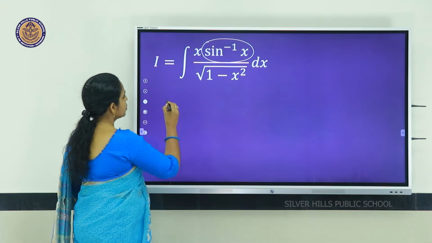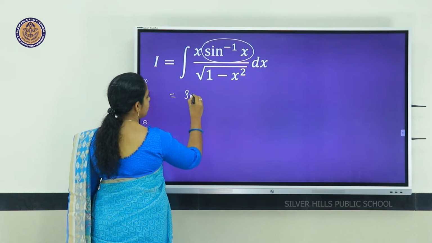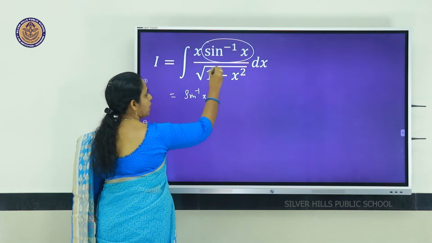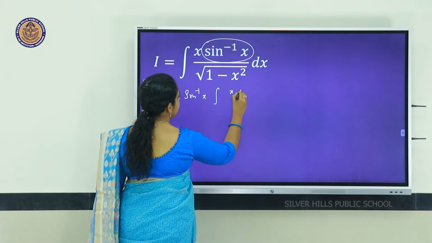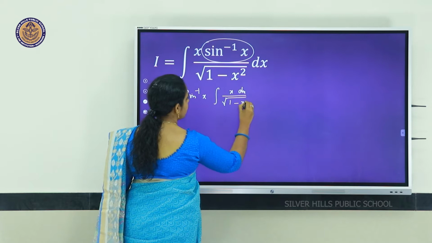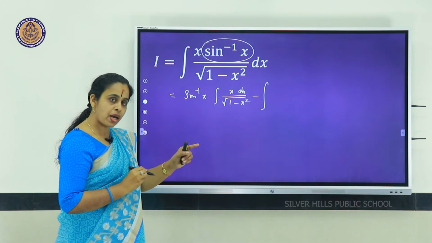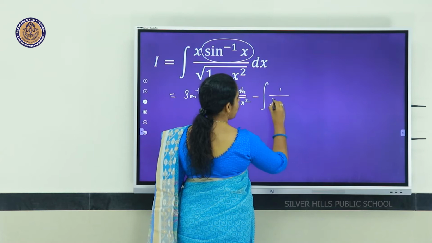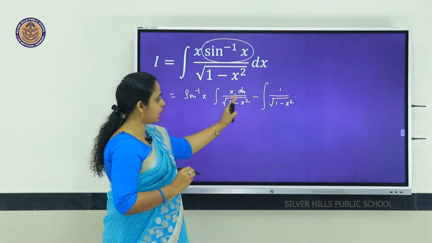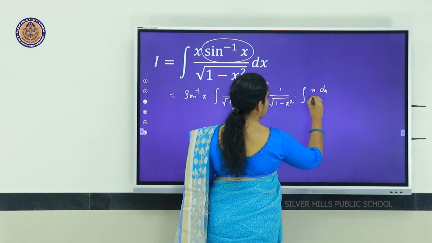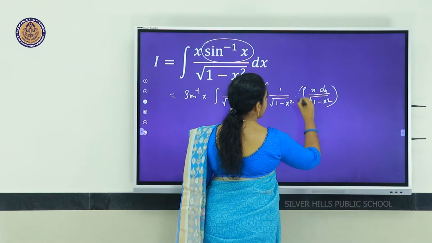First function into integral of the remaining part, integral of x dx by root of 1 minus x square, minus integral of the derivative of sine inverse x, which is 1 by root of 1 minus x square, into integral of second. The same will repeat: integral x dx divided by root of 1 minus x square, again a whole dx.